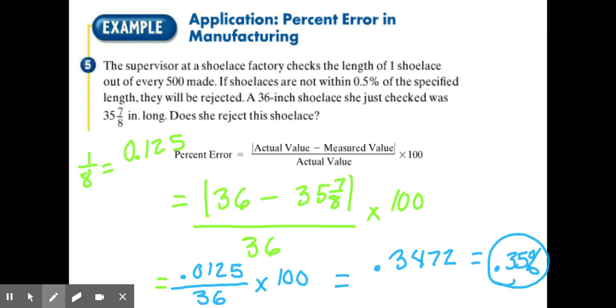So here's my percent. Is this shoelace rejected? Well, it's not rejected. 0.35% is less than 0.5%. So this shoelace is a-okay to keep. I know there's a lot going on the screen. So if you have questions on this, we can talk about this the next time I see you.